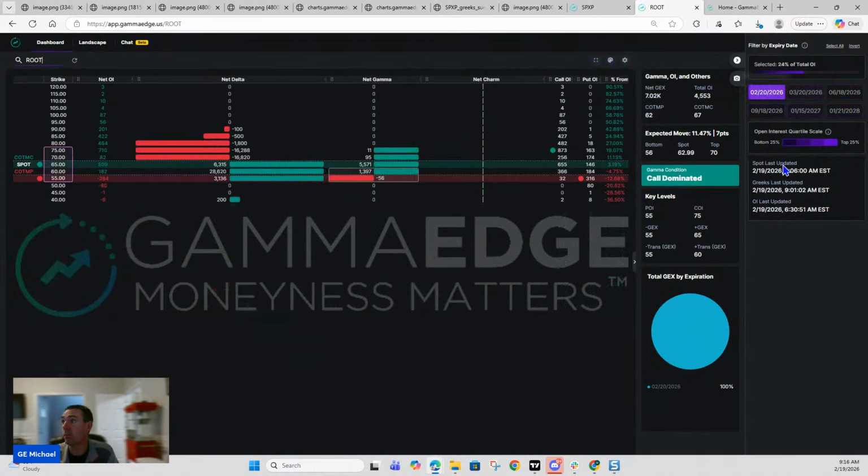ROOT, monthly expiries only, call dominated, but very low OI. So take this with a grain of salt on that.